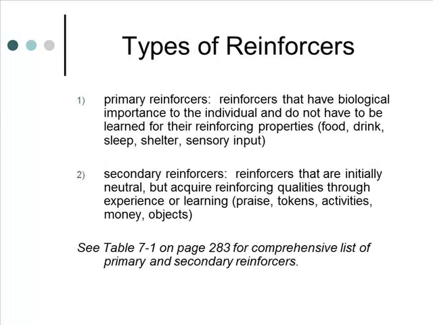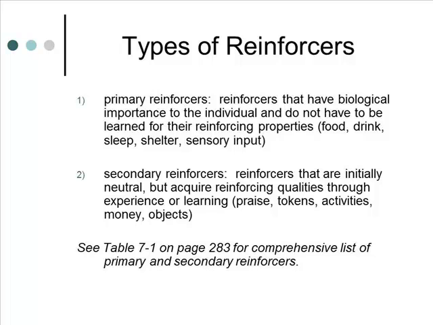There are different types of reinforcers. The first type is primary reinforcers, and these are reinforcers that have biological importance to the individual. They do not have to be learned for their reinforcing properties. We are sort of wired to know that they are. Examples are food, drink, sleep, shelter, and sensory input. Secondary reinforcers are reinforcers that are initially neutral, but they acquire reinforcing qualities through experience or learning. Examples of this are praise, tokens, activities, money, different objects.